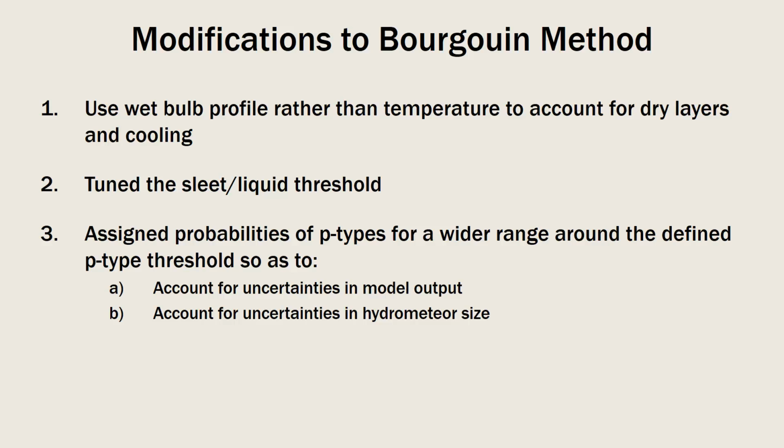We also tuned the sleet liquid threshold that was originally defined by Bourgouin. Again, we talked about that in lesson 1. And the third one here was just to assign probabilities of precipitation types for a bit wider range around our defined thresholds. And this is to account for several uncertainties, both in the model output and in actual hydrometeor size.